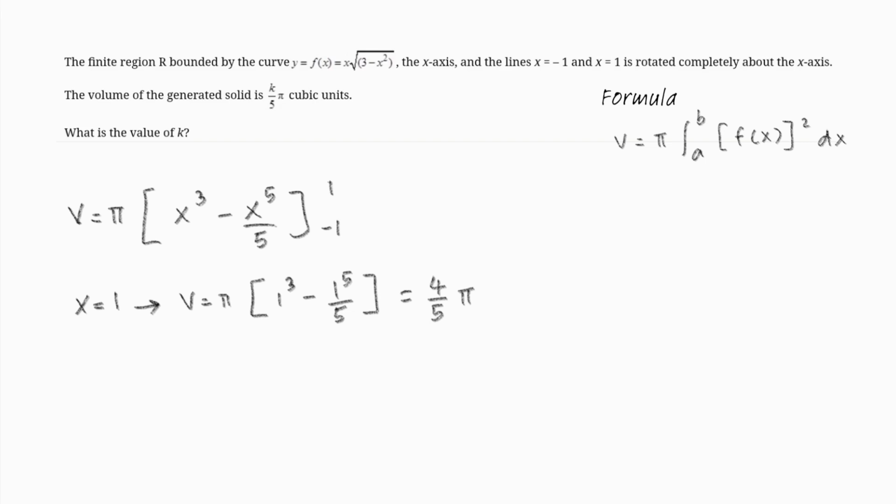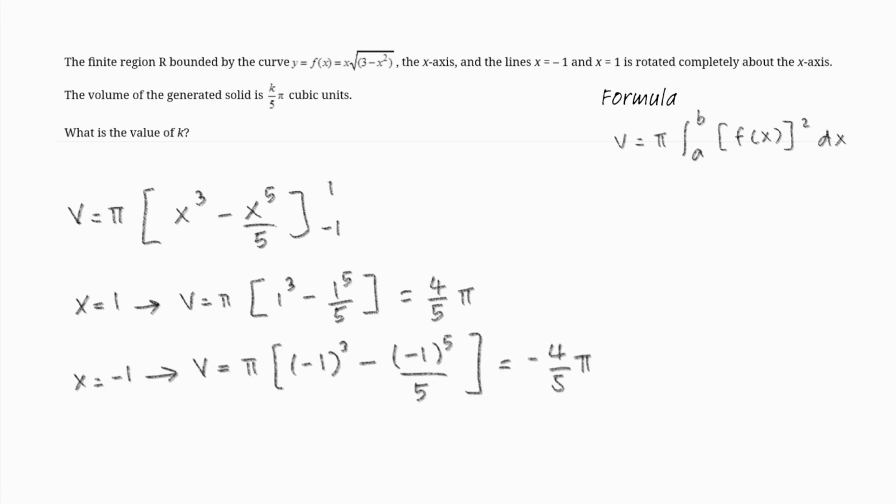Now we substitute for our lower limit, -1. When x is equal to -1, V equals pi times -1 cubed minus -1 to the fifth power over 5. This is equal to -4 over 5 pi.